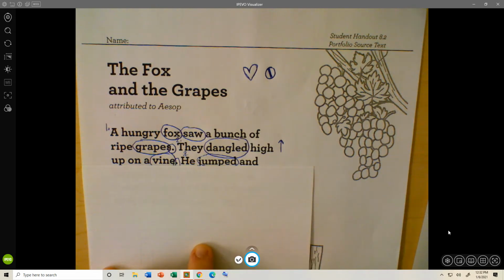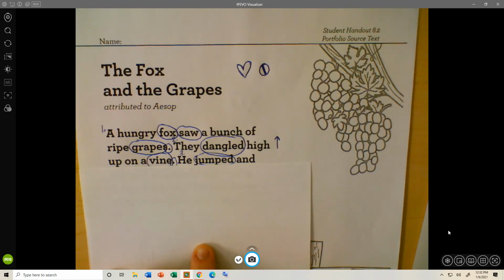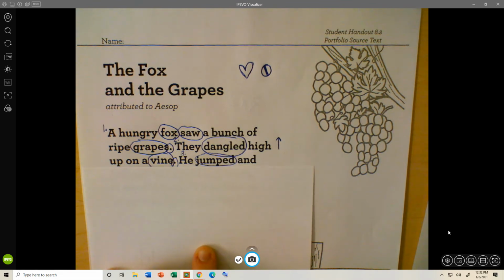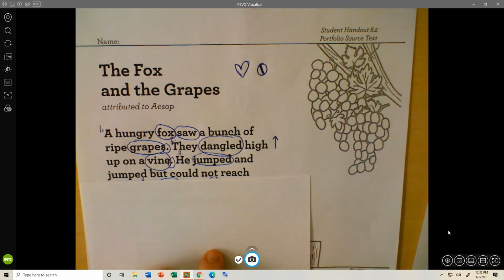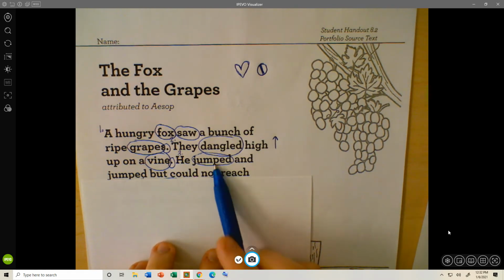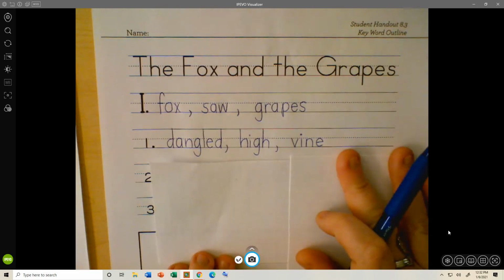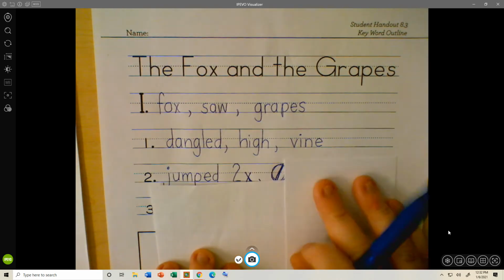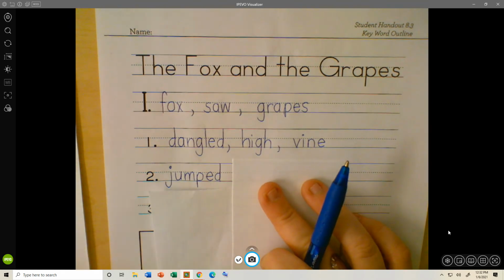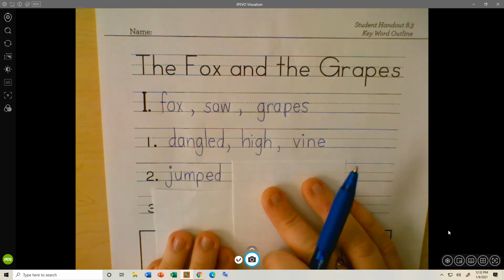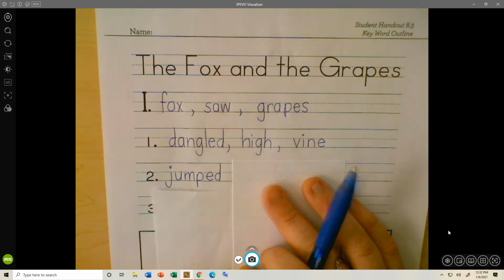Now, this is our next sentence that we need to be thinking about. What are those important words? Okay, so he jumped and jumped, but could not reach. Okay, you might be able to see that your classmates determined that jumped was an important word, and I would definitely agree. So your first important word is going to be the word jumped. Okay, so using your outline, go ahead and write that word jumped.